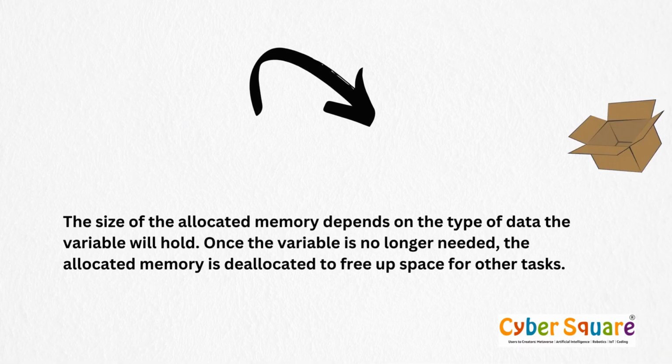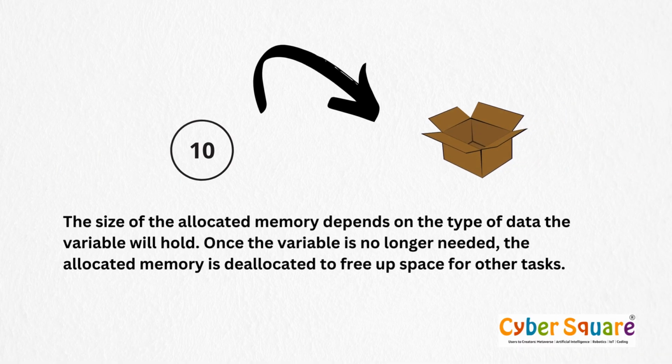When you create a variable in your code, your computer allocates memory to store its data. This memory allocation reserves a space in the computer's memory for the variable. The size of the allocated memory depends on the type of data the variable will hold. Once the variable is no longer needed, the allocated memory is deallocated to free up space for other tasks.